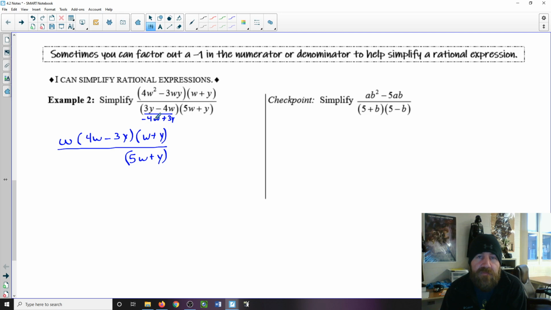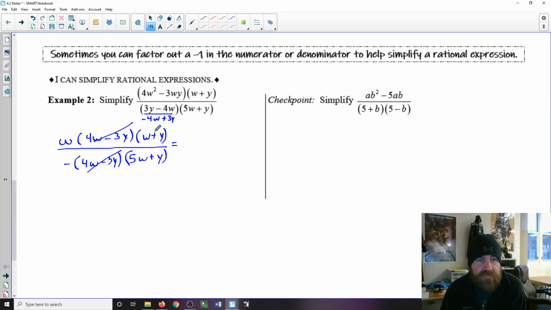So what we can do is factor out a negative 1 out of this and rewrite it as 4w minus 3y to get it to match. Okay, so take some time to think about that. So pause if you have to, but that's a huge thing that we can do. Saves time later on. So we know that this and this are the same, and nothing else can cancel out.